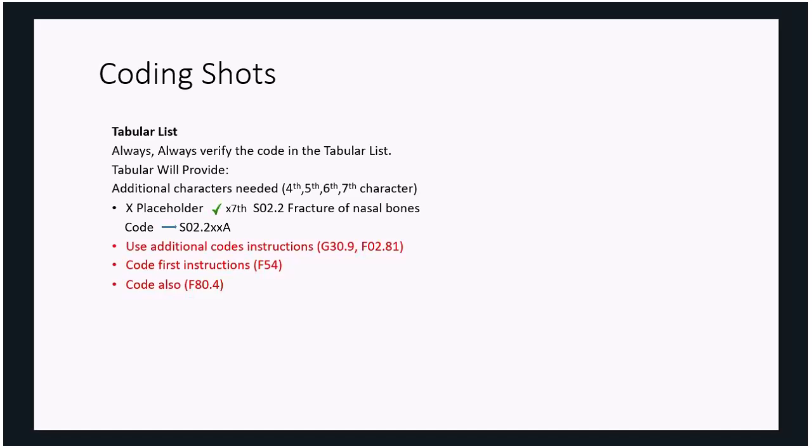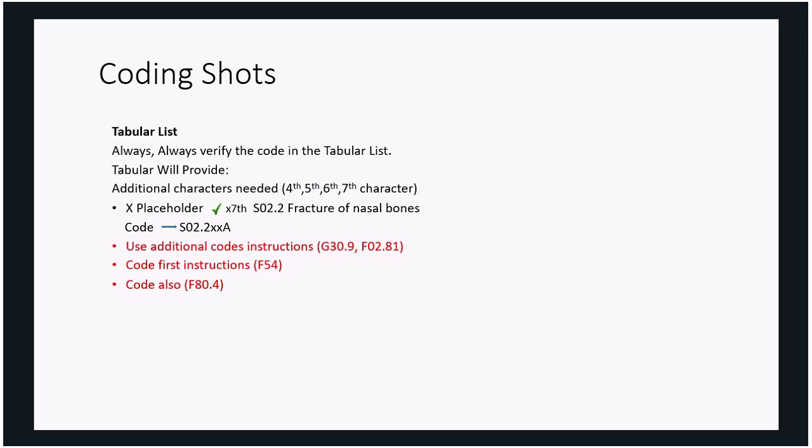In red, you will often see the following instructions in the tabular list. You'll either see use additional code instructions. I've got an example here of G30.9 and F02.81. We're going to come back to that in a second. Also, you may see code first instructions.